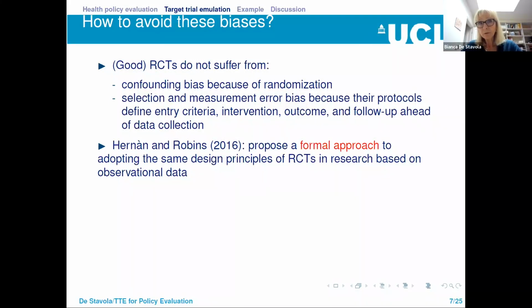In their paper in 2016, Hernán and Robins proposed a formal approach of handling observational data, adopting the same principles of RCTs in the sense of designing the protocol before looking at the data. And that, I think, is the key point. And now I'm going to go into the details of how this happens.